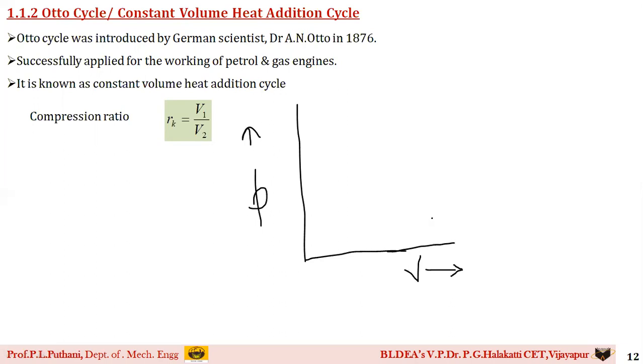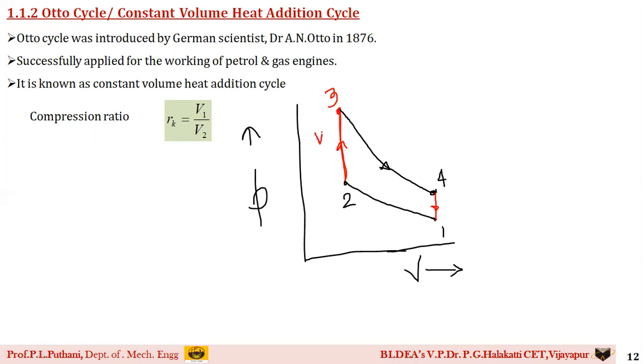So initially the process 1 to 2, students, is compression of the air. We call it an isentropic compression process, like this. Process 1 to 2. Then from 2 to 3, the next process, heat addition, takes place at constant volume, so therefore it is a vertical line. 2 to 3 is a heat addition process. Then 3 to 4, isentropic expansion happens, like this. 3 to 4, isentropic expansion. Finally 4 to 1, heat rejection at a constant volume itself.